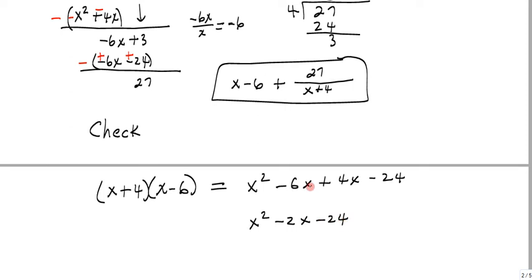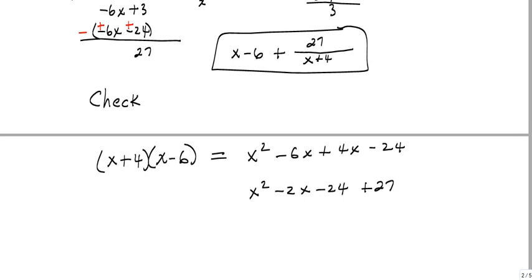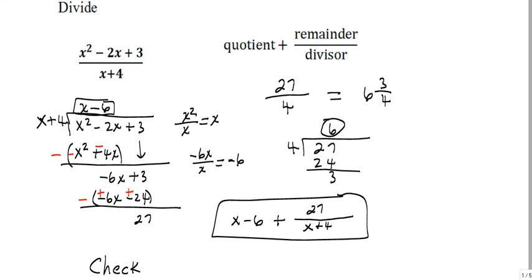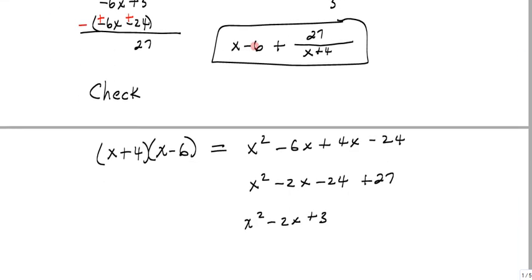Now, we now add on the remainder. The remainder was a positive 27. So plus 27, because that's the remainder. And when we combine these constants, we get x squared minus 2x plus 3, which was the original polynomial that we were dividing into. It was the original dividend. So we got that back. That means that our answer is correct.